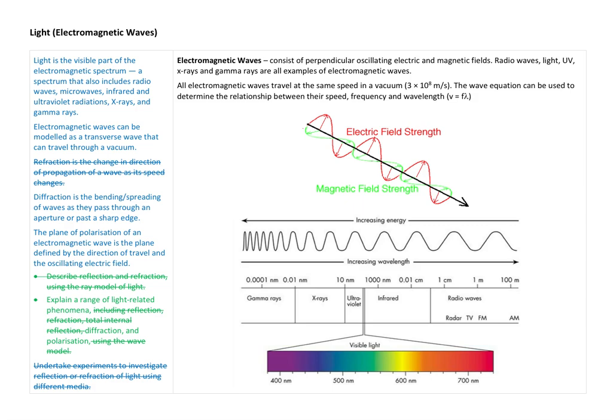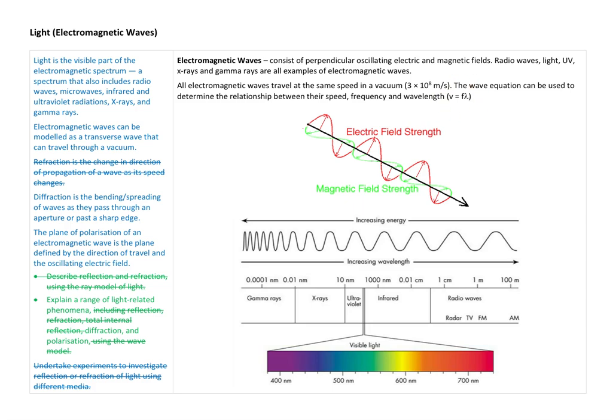So, an electromagnetic wave. All electromagnetic waves travel at the same speed in a vacuum, and air is almost the same as a vacuum, and that is 3 times 10 to the 8 metres per second. So that's 300 million metres per second, or 300,000 kilometres per second. The wave equation can be used to determine the relationship between their speed, frequency, and wavelength.